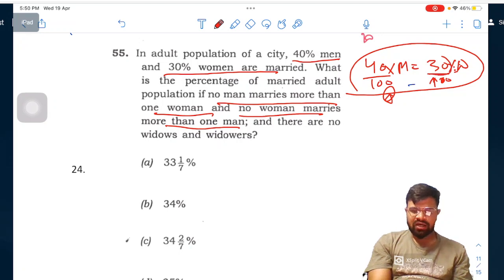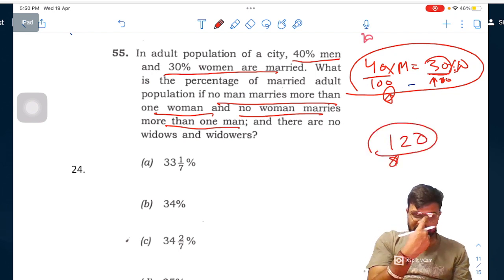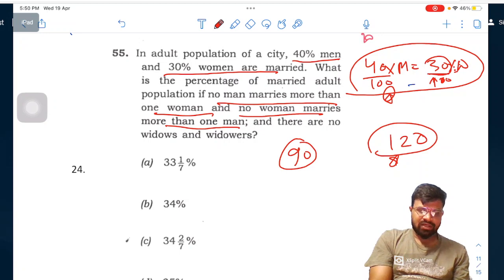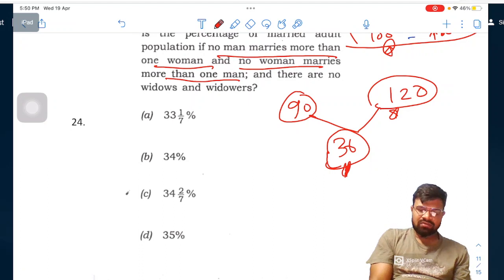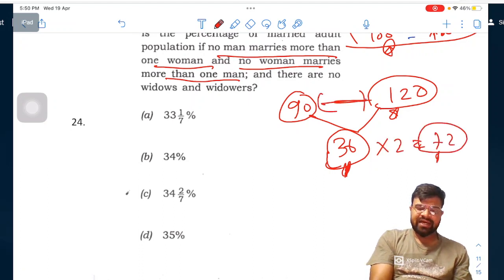So the LCM of 40 and 30, if you take it as the larger number, will be 120. So if you take 120 women and 90 men, you will find that 40% of 90 and 30% of 120 are the same, 36. Now the married population will be 36 into 2, that is 72. And the total population is the addition of these numbers, 90 plus 120, that is 210.